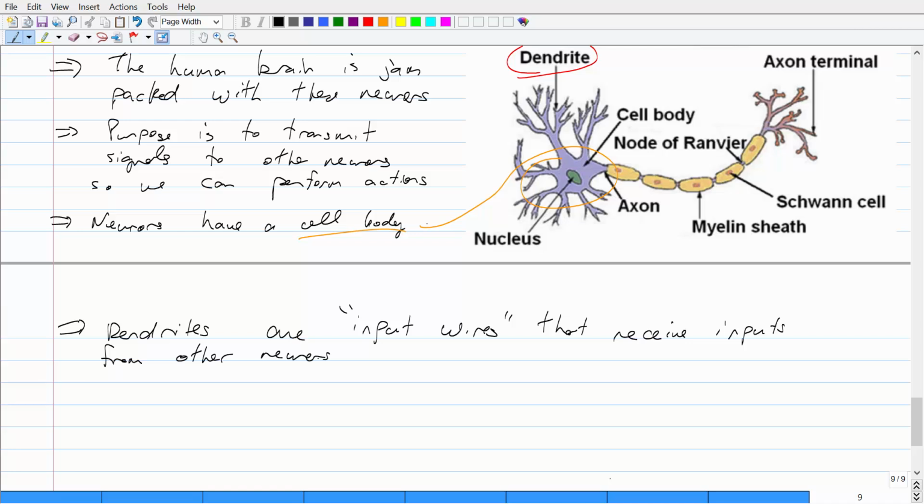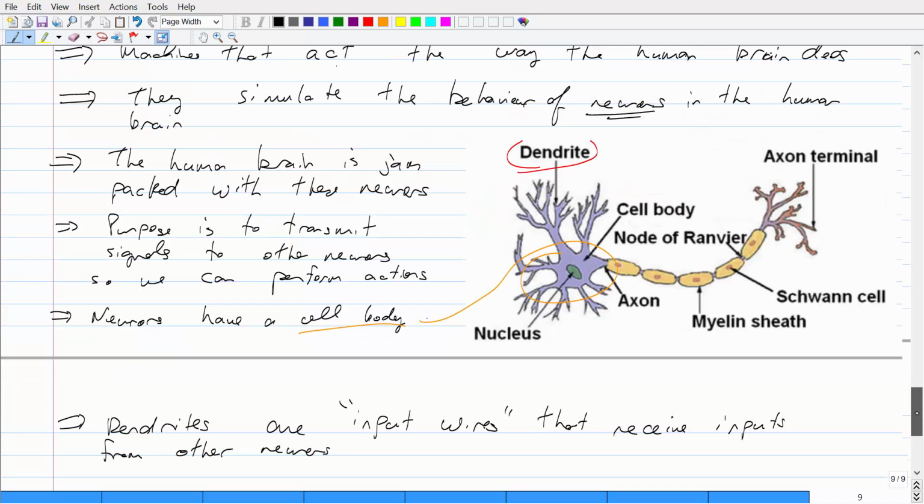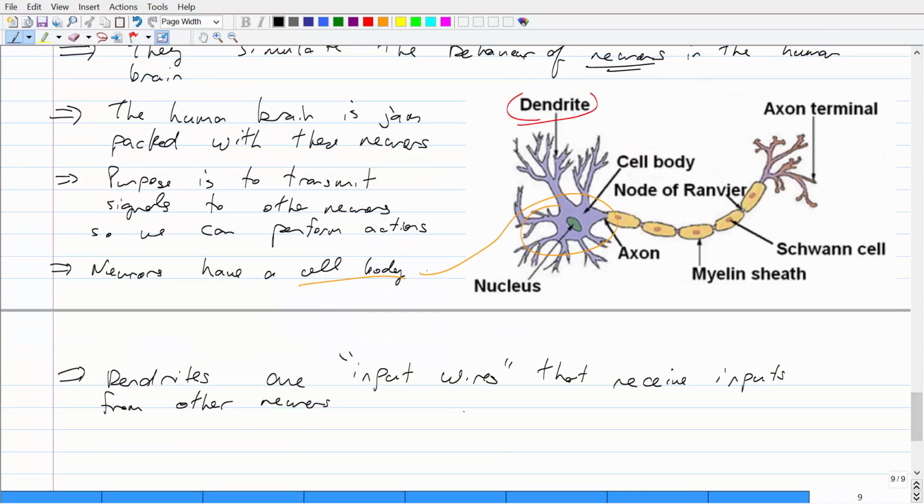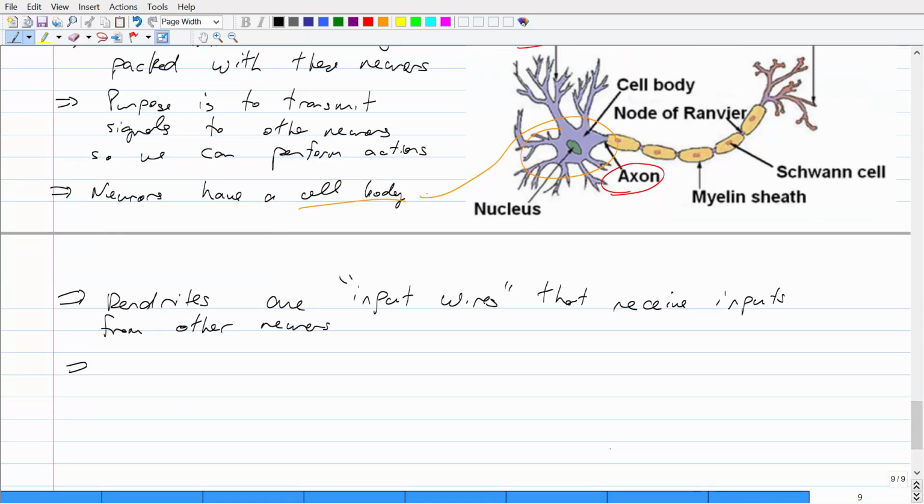All right, and then you have these dendrites, which are input wires, and then you have the cell body that does the actual computation, and then the outputs are sent out through wires, which are called axons. So axons are the output wires that are used to send signals to other neurons in the human brain. You can think of them as output wires. So there's input wires, there's output wires that send information to other neurons.